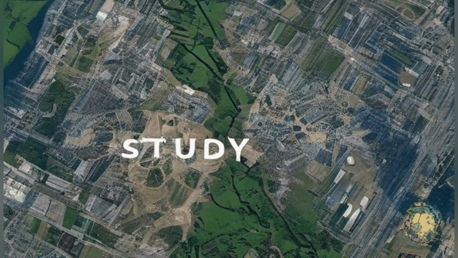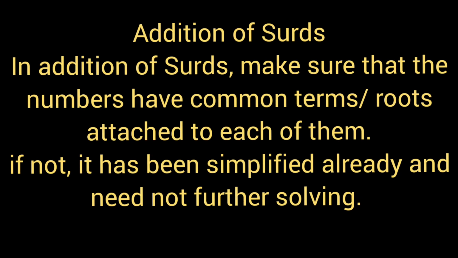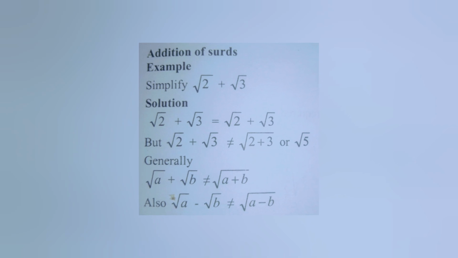Here, square root can also be called root. Addition of surds. In addition of surds, make sure that the numbers have common terms, roots attached to each of them. If not, it has been simplified already and needs no further solving. To simplify questions to have a common term, root, we bring out the perfect square factors in the given surds.